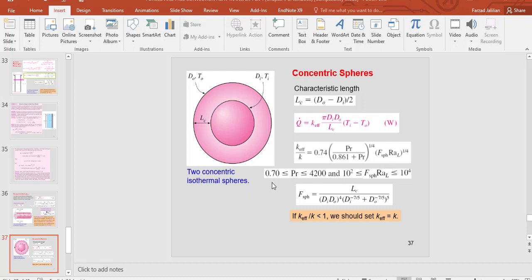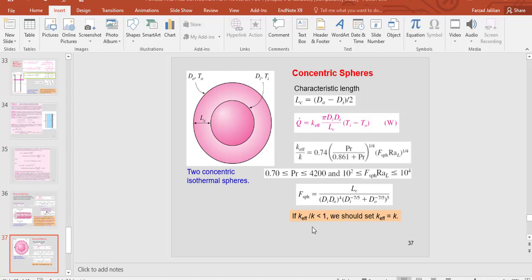And also you should check these values. The Prandtl number should be between 0.7 and 4,200, and also this is also geometry factor for the sphere. How you can find this geometry factor for this concentric sphere? By this equation. Geometry factors for concentric sphere can be found by this equation. Again, characteristic length divided by this relationship between the two diameters, and as you can see, it is only dependent on the geometries of the two spheres.